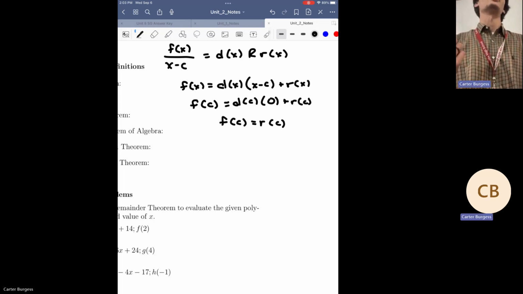Like 1 evaluated at 2/3, which is just 1. It's just going to be the remainder.